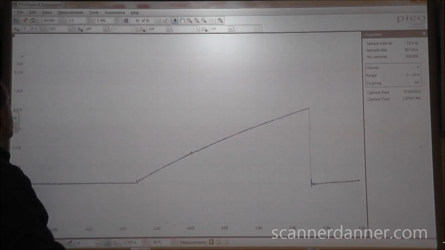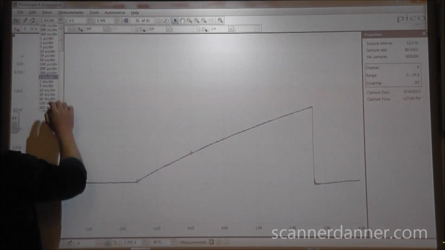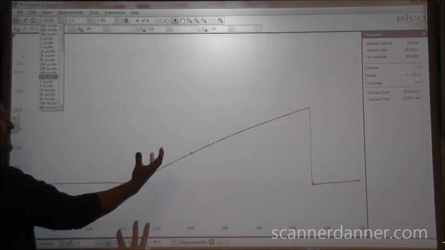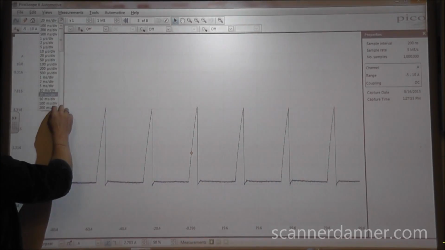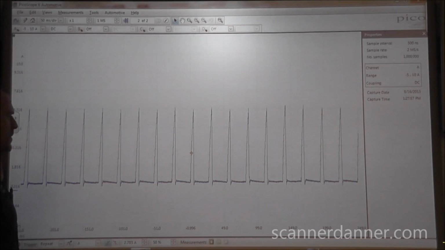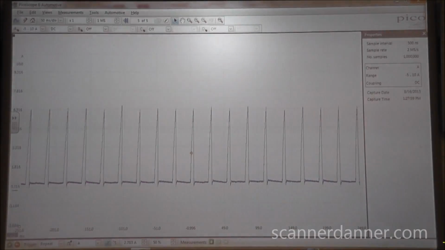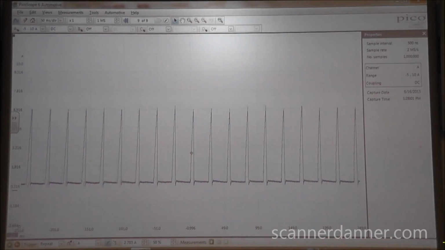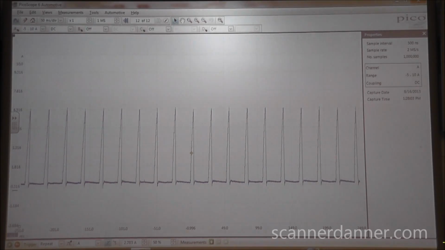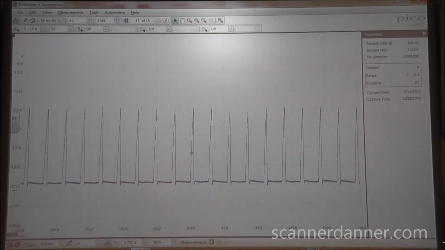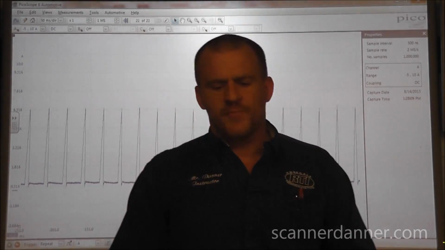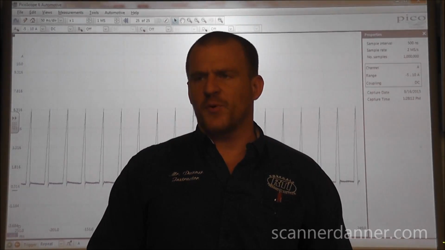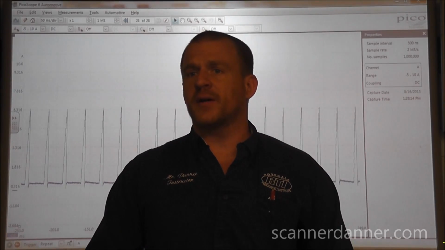What I can show you is how to look at an individual cylinder. So let's come back out. Now, I wouldn't necessarily do it this way on a distributor engine, but this would be a good example on how I synchronize coil over plug engines.